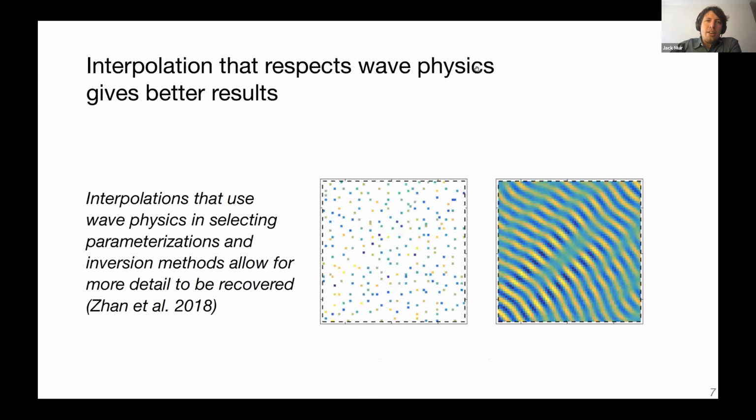When we do this interpolation, we want an interpolation that in some way respects wave physics, and this gives us better results. So this is an example from Zhongwen's 2018 compressive sensing paper, where he first developed this idea. In this case, he's taken these point sensors in a synthetic experiment, propagated a wavefield and recorded it at these point sensors.